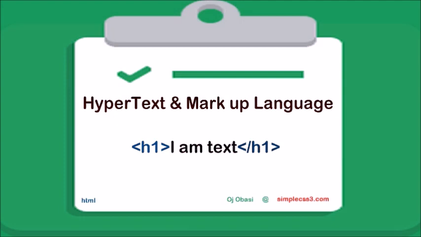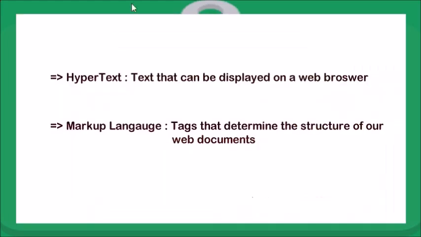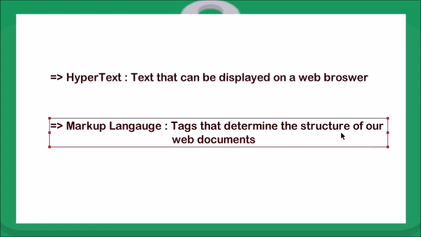As we now know, HTML stands for Hypertext Markup Language, which is the structure of our web documents. Hypertext is any text that can be displayed on a web browser. On the other hand, markup language are tags that determine the structure of our web documents.